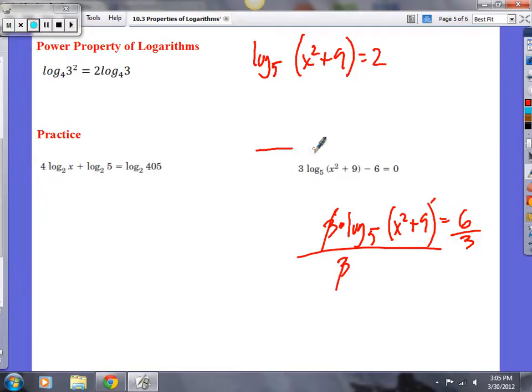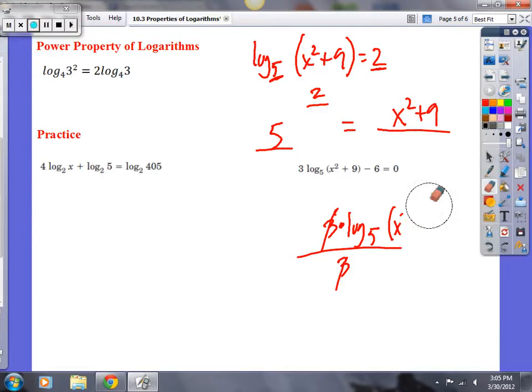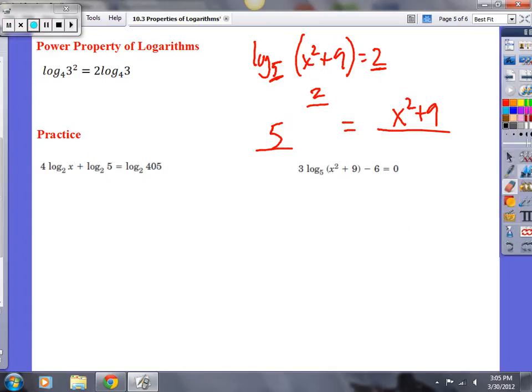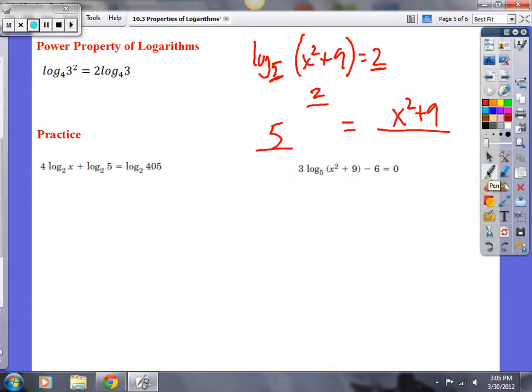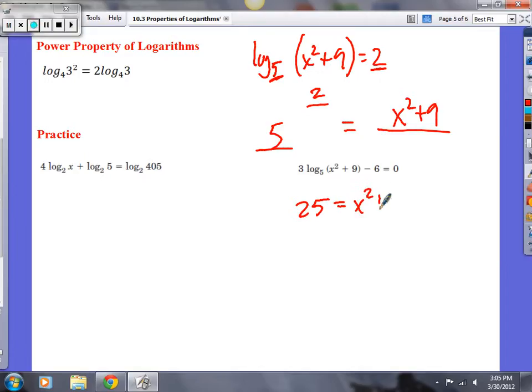So I need a base, an exponent, and what it equals. The base is easy, that's 5. The exponent is this, 2, and what it equals is x squared plus 9. So now I'm getting somewhere. Now it's starting to look a little more familiar. So let's do 5 squared, that's 25, equals x squared plus 9. And let's just solve for x.